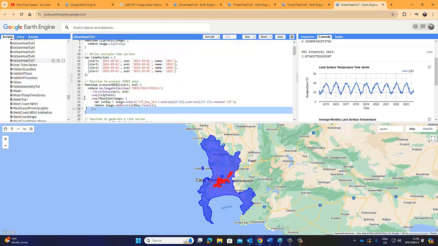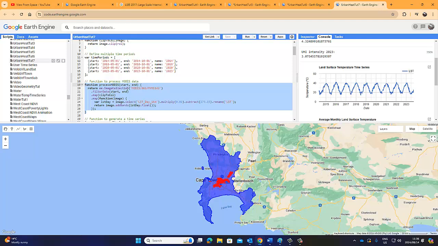Then again, nothing different. I'm using my MODIS data set. I clip it, and I scale it with that 0.02 as per the data set, and I subtract 273 to convert from Kelvin to Celsius, and I rename this land surface temperature, LST. And it's a float. So nothing strange or weird there as well.